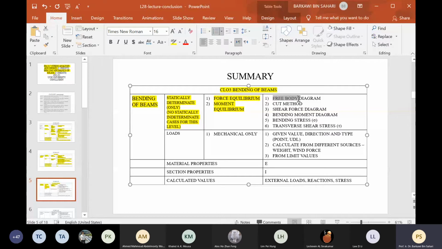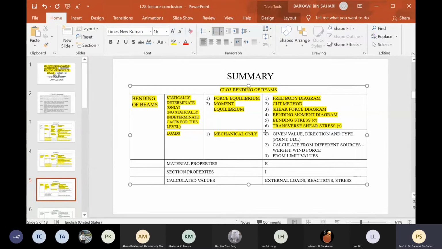Again, you still need free body diagram, cut method for the shear force and bending moment diagram. And after that, you use bending equation for bending stress and you also need transverse shear. So these are the two quantities. These are the methods used. Loads, for this particular case, for bending, it's only mechanical load. We don't cover thermal bending. I think there are thermal bending, but it is outside the scope.